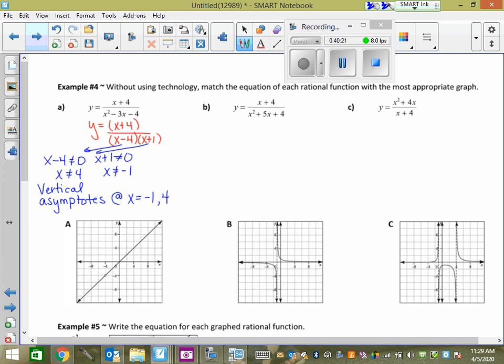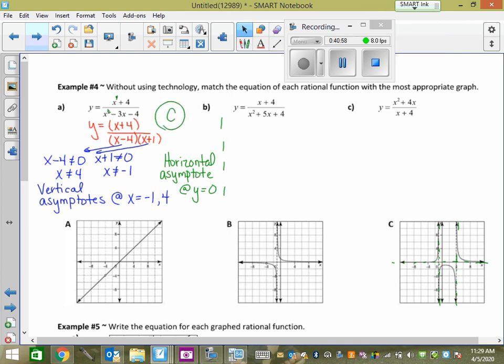And if I have a vertical asymptote, I have a horizontal asymptote. They go hand in hand. So horizontal uses my rules. What's my rules? The degree. The degree of the numerator is x to the 1. The degree of the denominator is x squared. The numerator is smaller than the denominator. So I have a horizontal asymptote at y equals 0. Well, let's look here. Horizontal asymptote at y equals 0. Two vertical asymptotes. One's at -1. One's at 4. So this matches graph C.